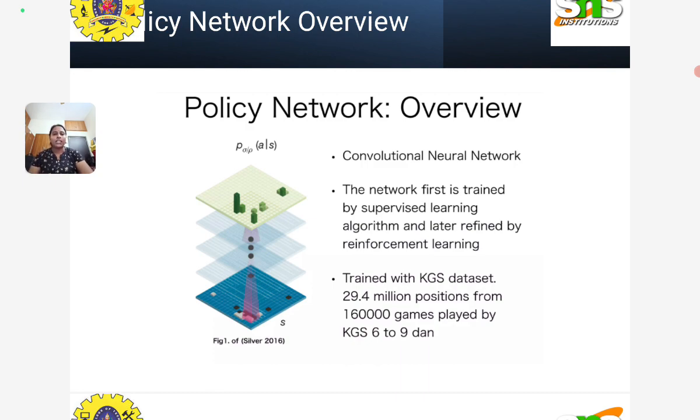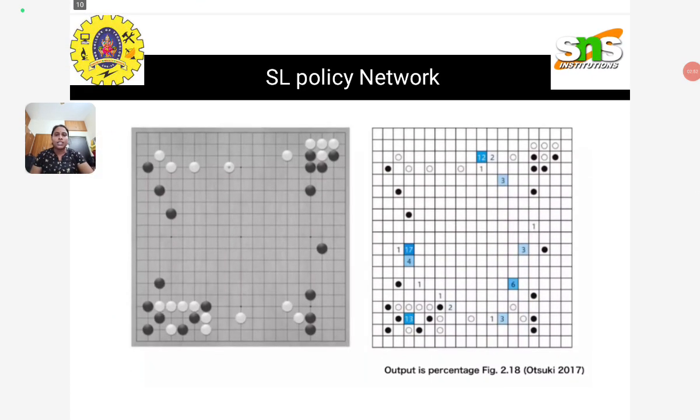It is trained with KGS datasets, for example 29.4 million positions from 160,000 games played by KGS 6 to 9 dan players. That is the policy network overview by convolutional neural network. And this is the simple policy network for movements. The output percentage is shown in the blue color.